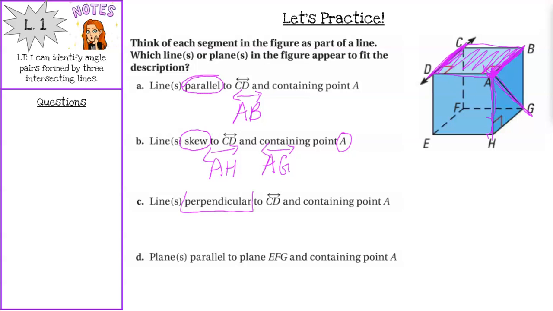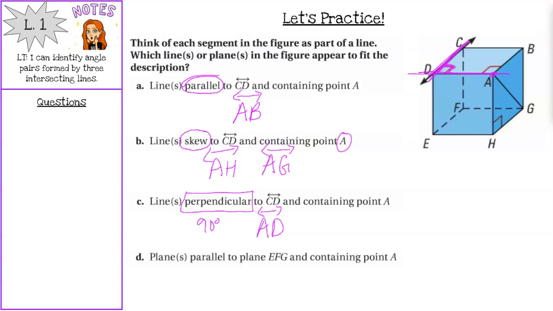Lines perpendicular, so 90-degree angle, right angle, to CD containing point A. We see these right angle markings here. We see CD would be perpendicular to AD.